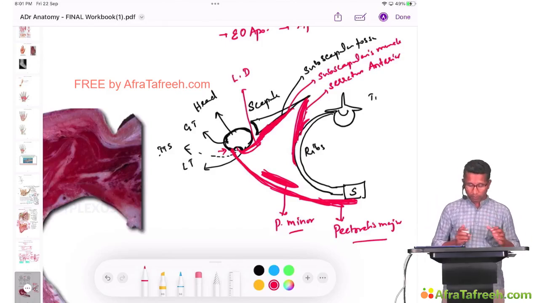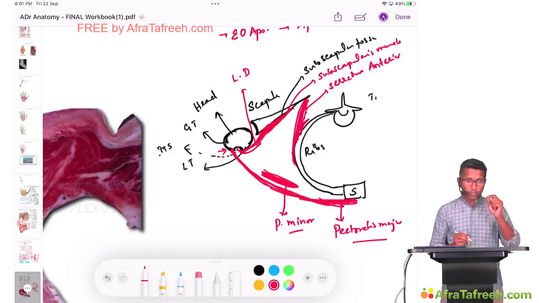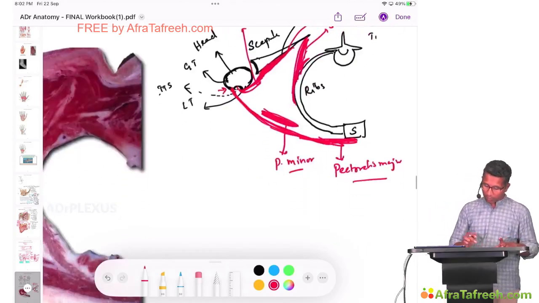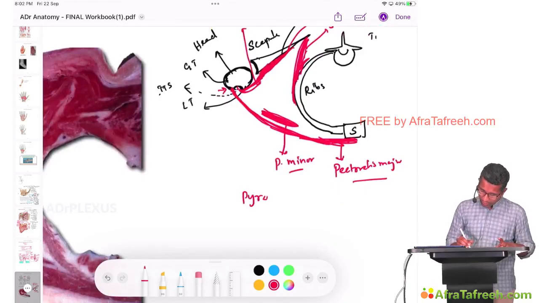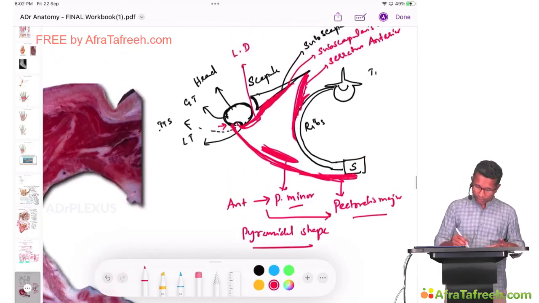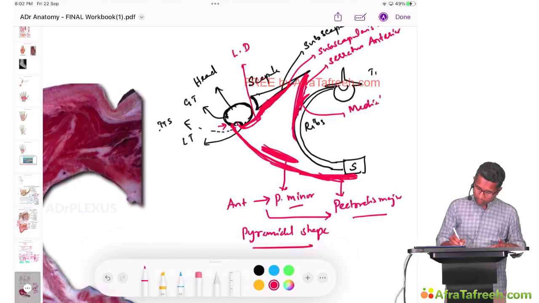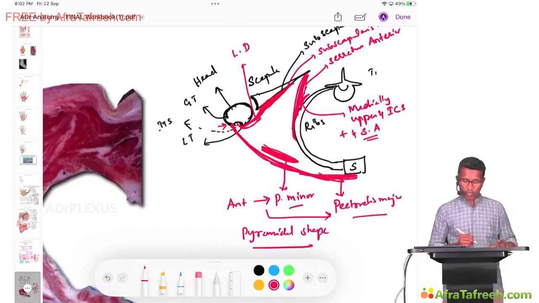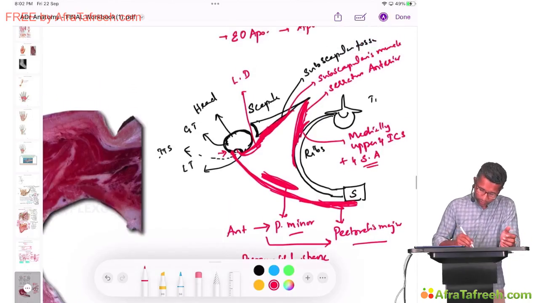Now on the lateral part you have the humerus, the intertubercular sulcus of the humerus. So this is an area which is called axilla. Axilla is a pyramidal shaped area which is bounded anteriorly by pectoralis minor and by pectoralis major. It is bounded medially by upper 4 intercostal spaces plus the upper 4 digitations of serratus anterior muscle.